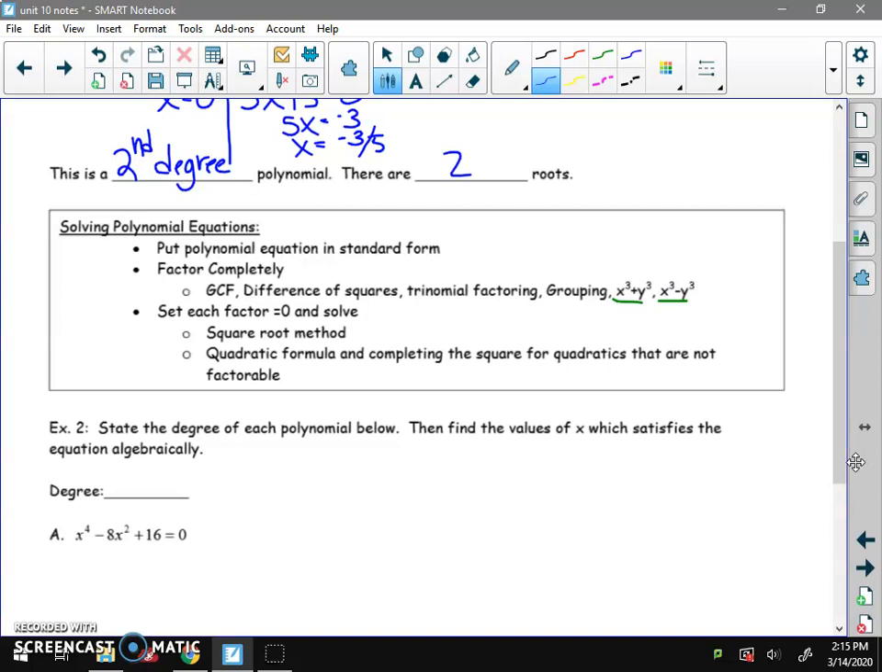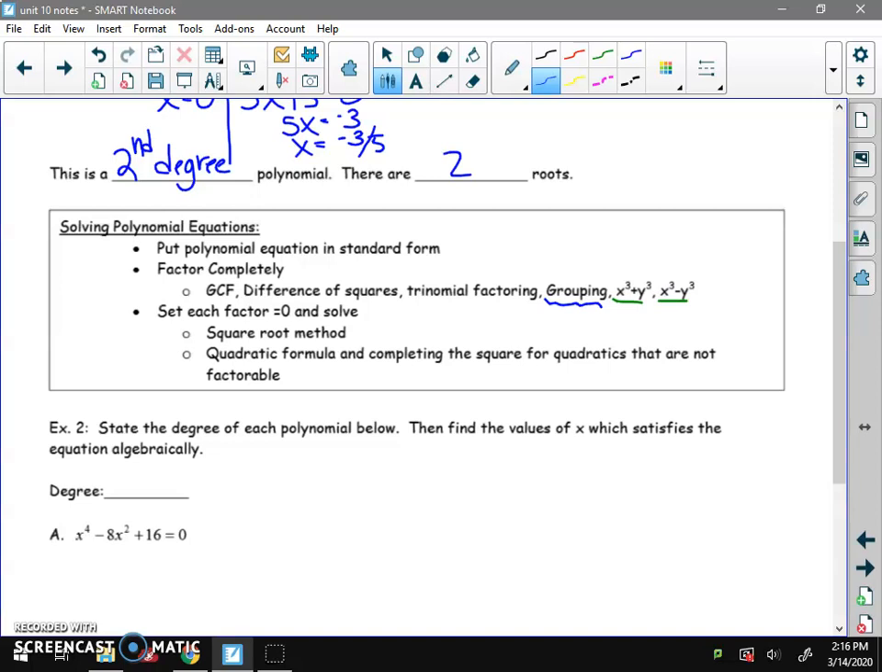We're going to put the polynomial equation in standard form. What that means is you need descending powers of x set equal to 0. You're going to factor completely. You're going to do the GCF or the difference of squares or the trinomial factor or factor by grouping. We're going to see some more of that. It's been a while since we've done that. The difference in sum of cubes, which is what we did yesterday. We're going to set each factor equal to 0, and then we're going to solve.